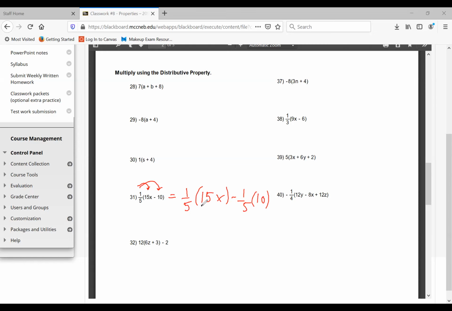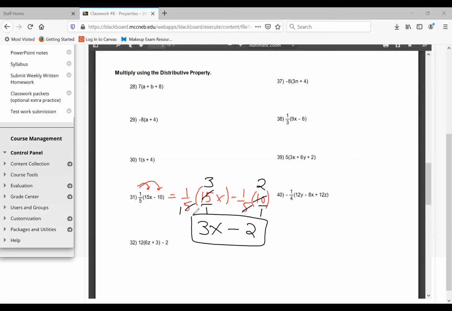So I'm going to put the 15 over 1 and the 10 over 1. 1/5 times 15, if I just reduce the 15 and the 5 by 5, that turns into just 3 over 1. This first term, 1/5 times 15x, just turns into 3x. It would be 3x over 1, but it's really just 3x. Then minus. Similarly over here, 1/5 times 10, if I reduce the 5 and the 10 by 5, that just becomes 2. So this answer will be 3x minus 2.